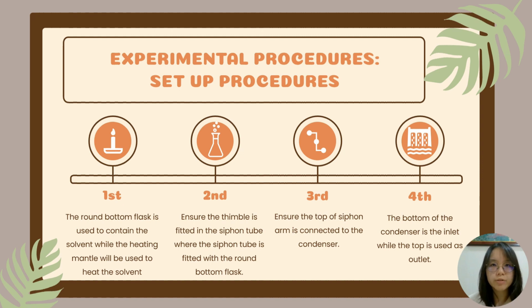So I begin with setup procedures. In the first step, the round bottom flask is used to contain the solvent while the heating mantle will be used to heat the solvent. Then we have to ensure that the thimble is fitted in the siphon tube, where the siphon tube is fitted with the round bottom flask. Next, we have to ensure the top of the siphon arm is connected to the condenser. And the last one, the bottom of the condenser is the inlet while the top is used as the outlet.